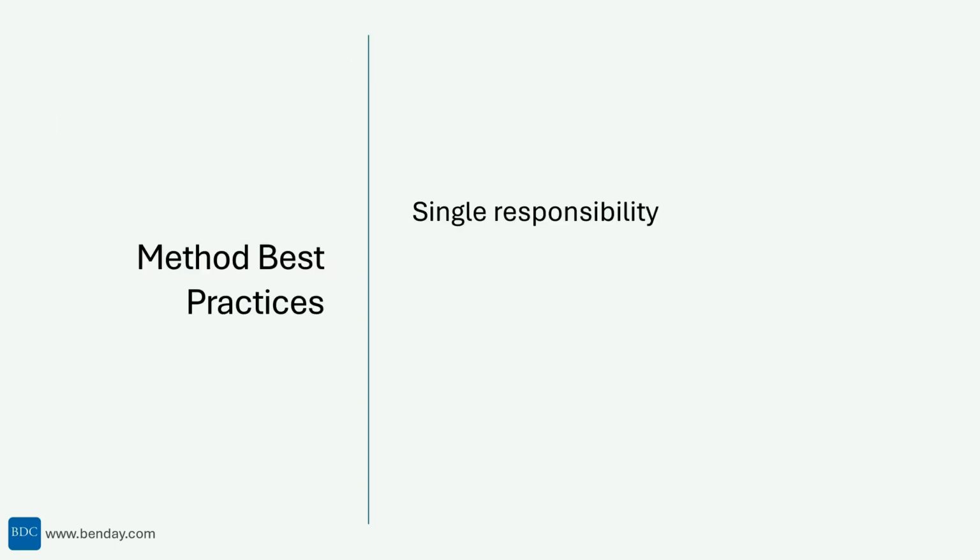Each method should do one thing well. If your method is called save data and send email and log, you're doing too much. Split it up. Method names should be verbs that describe what they do. Calculate total is better than process. Get user is better than method 1. If a method is more than 20-30 lines, consider breaking it up. Smaller methods are easier to understand, test, and reuse.